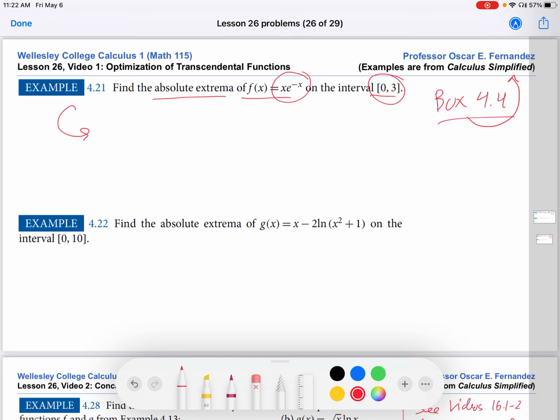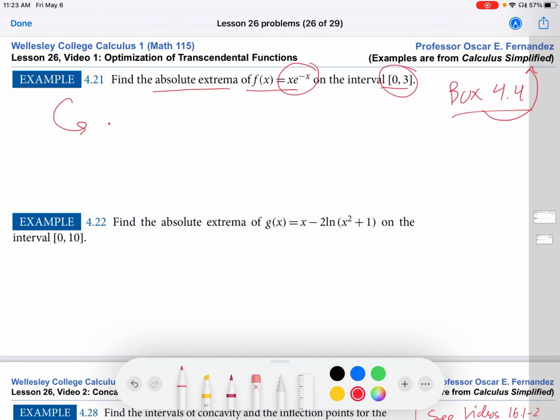And really it's not a requirement. However, it does make life a little bit easier if you know that the function is continuous and you're working over a closed interval. Okay, so what do I do next? I find the derivative. So let's find f prime of x here. This function f of x is a product of two functions, x and e to the minus x. So I'm going to use the product rule, which says derivative of the first times the second plus the first times derivative of the second.